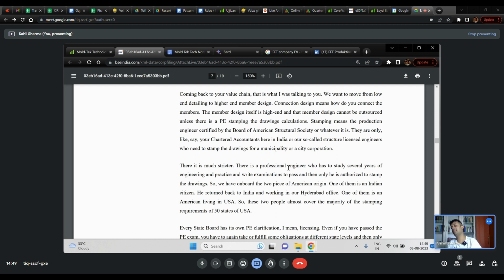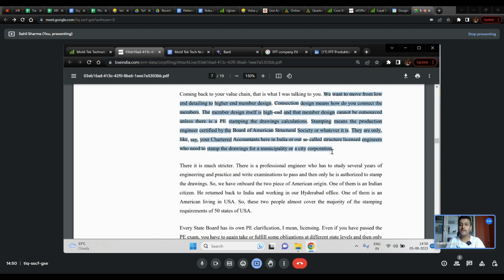He's talking about the fact that in civil, they want to move from low end designing to member design, right? Connection design is how you connect the members, but the member design itself is high end design, and it has to be stamped by a PE. So it's clearly telling you that they are designing some lower value products right now, lower value design services, and they want to go into the higher end of the design services, right?